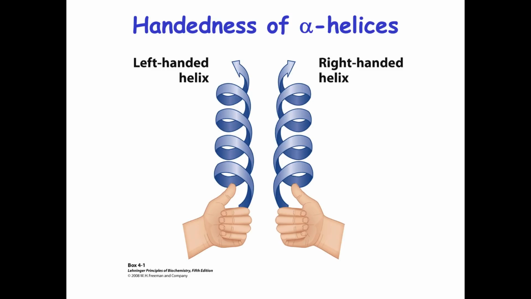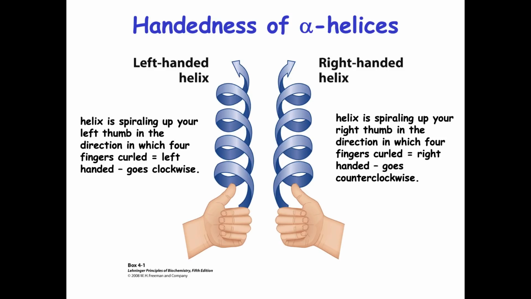In contrast with the left-handed helix, the turn is going to go clockwise. So again, in the left-handed helix, it's spiraling up your left thumb in the direction in which the four fingers are curled. If it's left-handed, it goes clockwise. If it's right-handed, it goes counterclockwise.